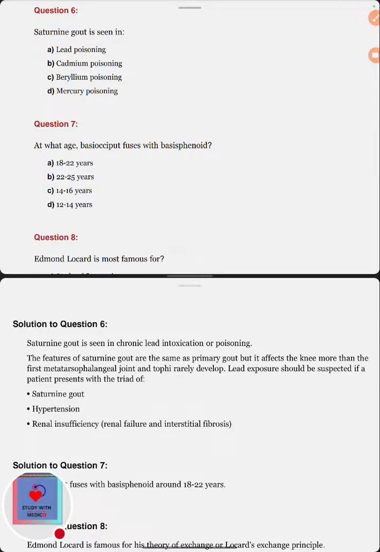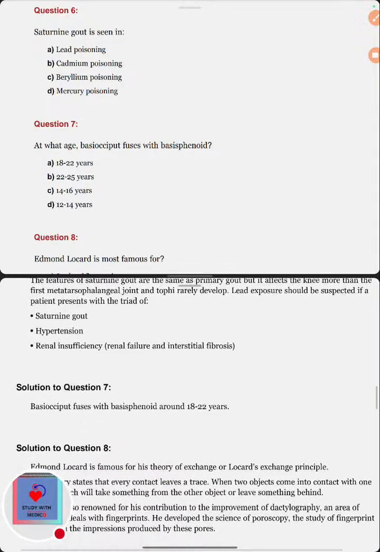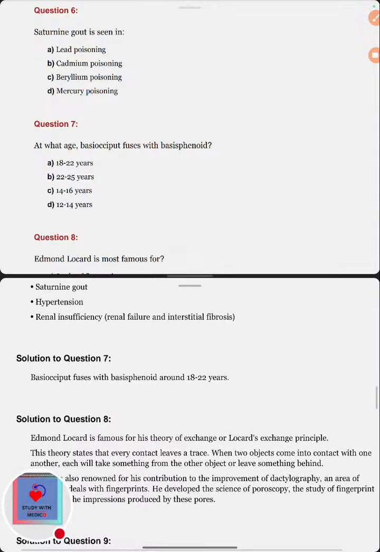At what age is the coccyx fused with the sacrum? It is 22 years.